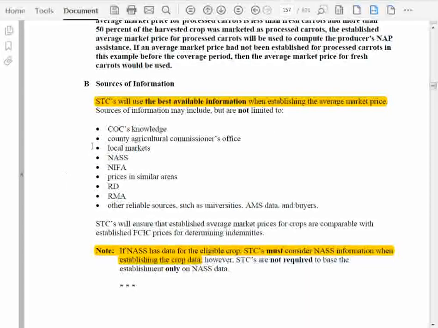The state committees will set those average market prices with the best information they can, which is going to come from COC knowledge, the state or county ag departments, local market data, NASS information if it's available, prices in similar areas throughout the state or neighboring states, and any other reliable source such as AMS, or Ag Marketing Service, data. If NASS has data for the eligible crop, the state committee must consider NASS information when establishing crop data. However, the state committees are not required to base the establishment on only NASS data.